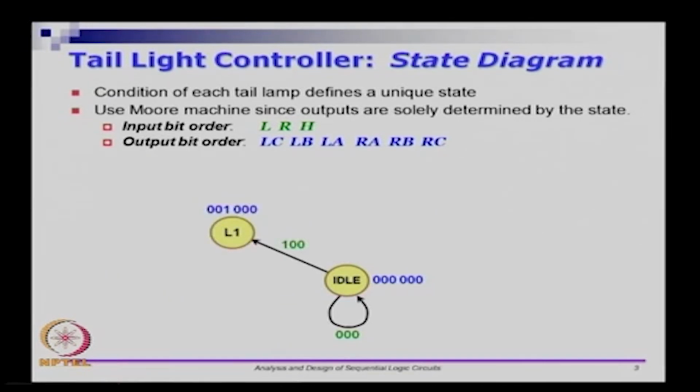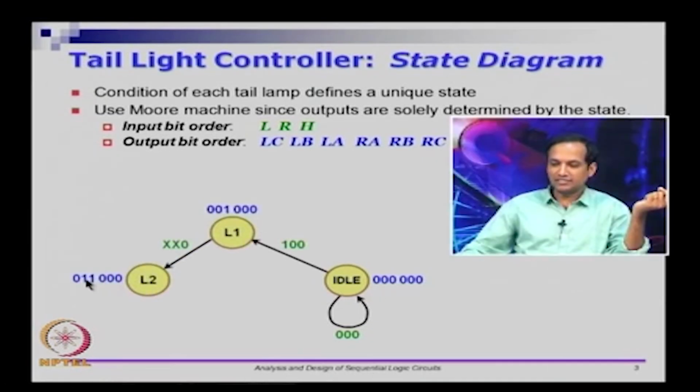The moment I turn on the left indicator, L equals 1, R equals 0 and H equals 0. The moment I do that, the first thing I want to do is turn on the bulb called LA, then turn on the bulb called LB, then turn on the bulb called LC, and go back to the idle state. So, let us see this one here.